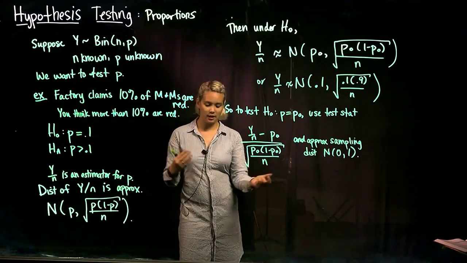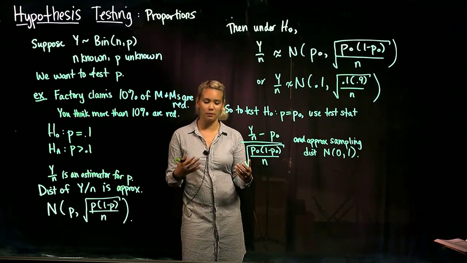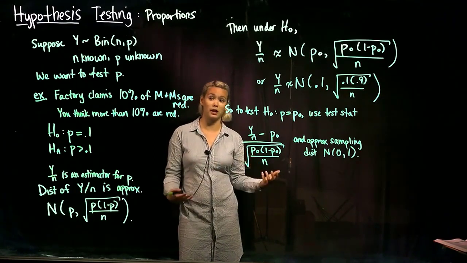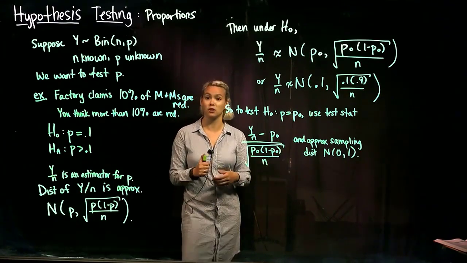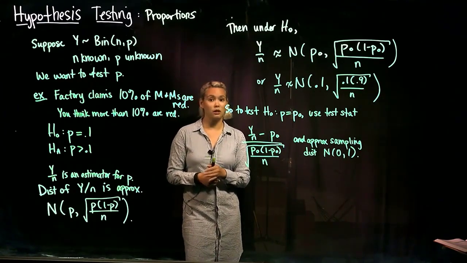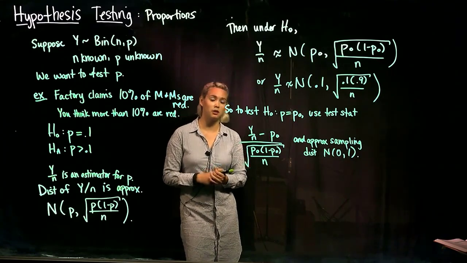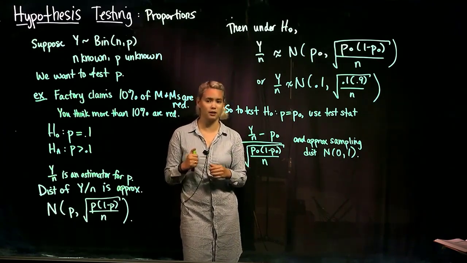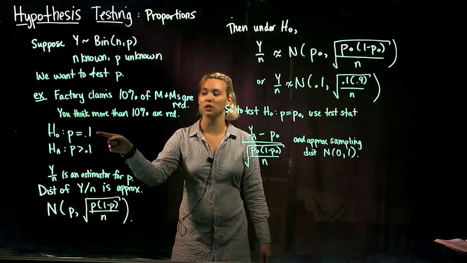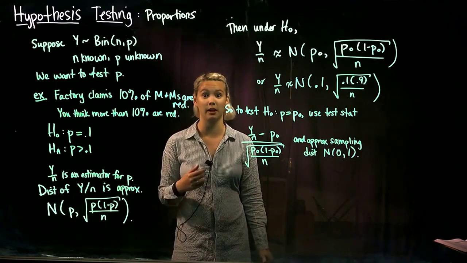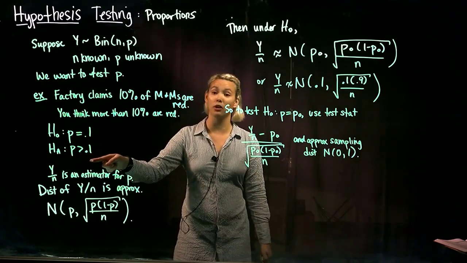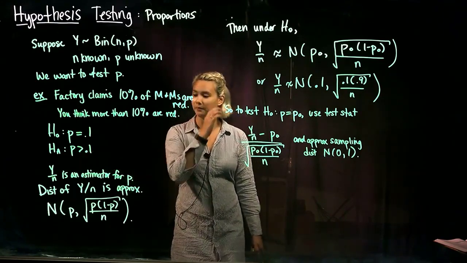So for example, say you like eating M&Ms and you eat a lot of them and you notice it seems like there are more red M&Ms than the factory claims. So just making this up, maybe the factory that produces M&Ms claims that 10% of M&Ms are red. You think more than 10% of M&Ms are red. So you want to test the M&M factory's claim. So your null hypothesis is going to be what the M&M factory claims, which is p equals 0.1, where p is the probability of a red M&M. And then the alternative is going to be what you think, which is p is greater than 0.1.